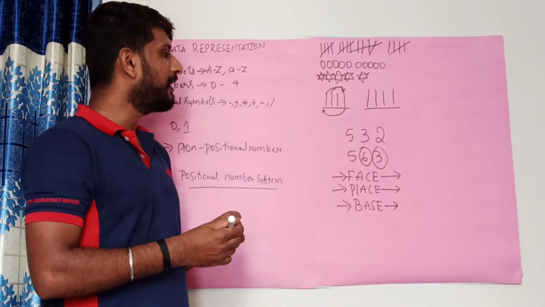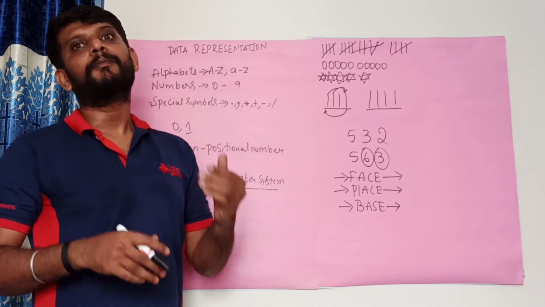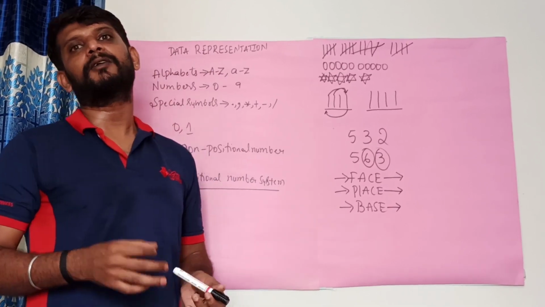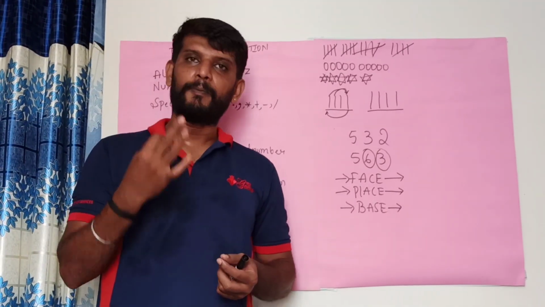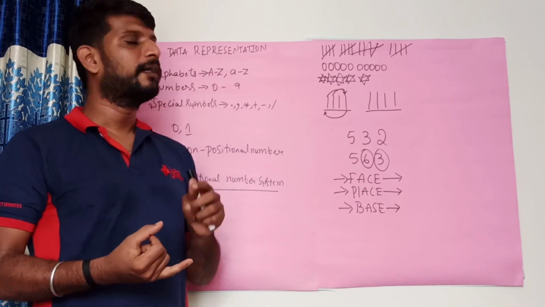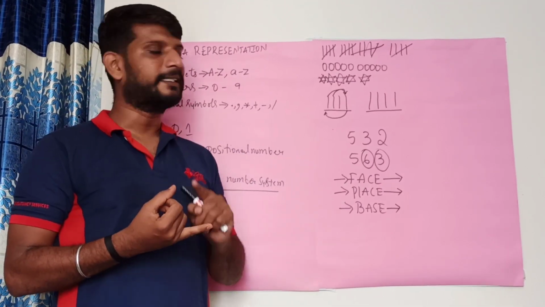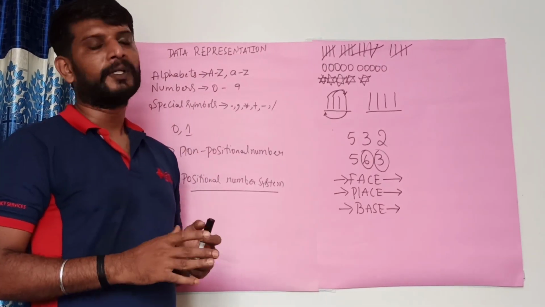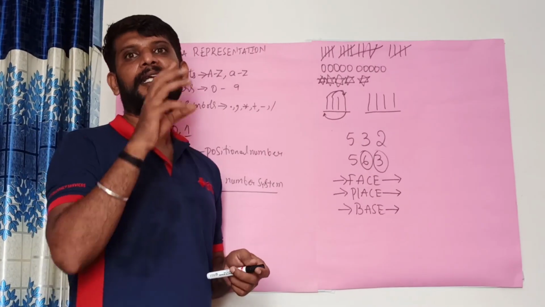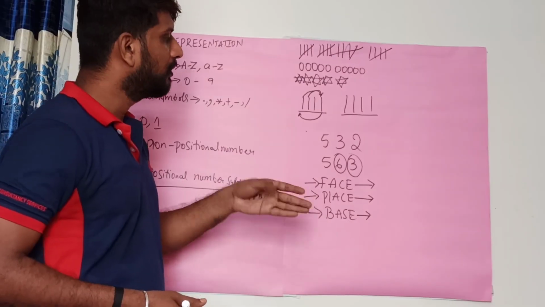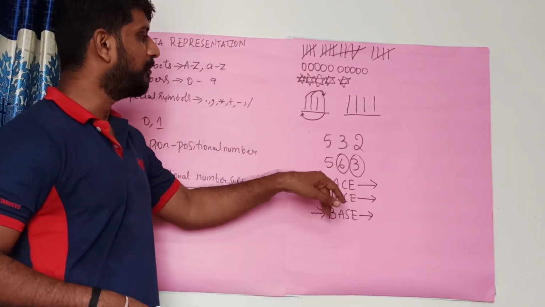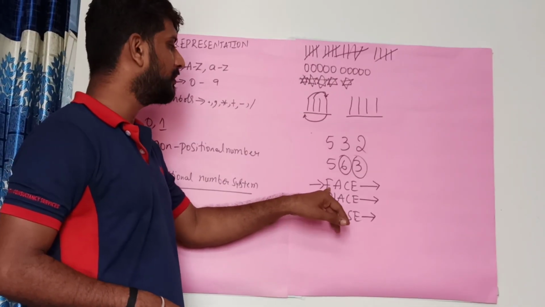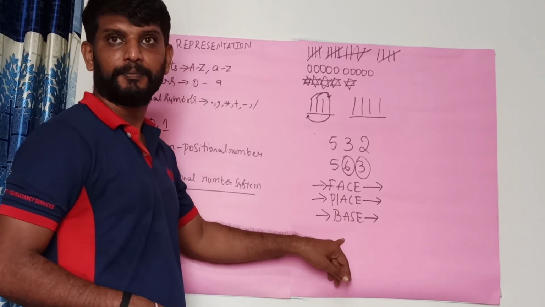For the time being, you have to remember, every positional number system makes use of 3 different kinds of properties or characteristics. One is called the face, the second is called the place, and the third is called the base. Now let me take a number and explain what I told you. The positional number system consists of 3 different characteristics: face, place, and base.